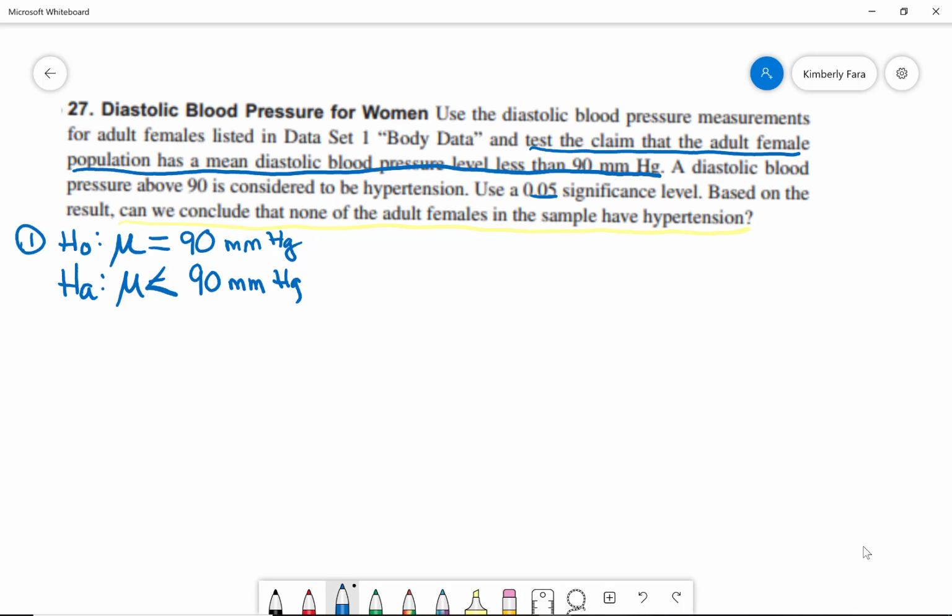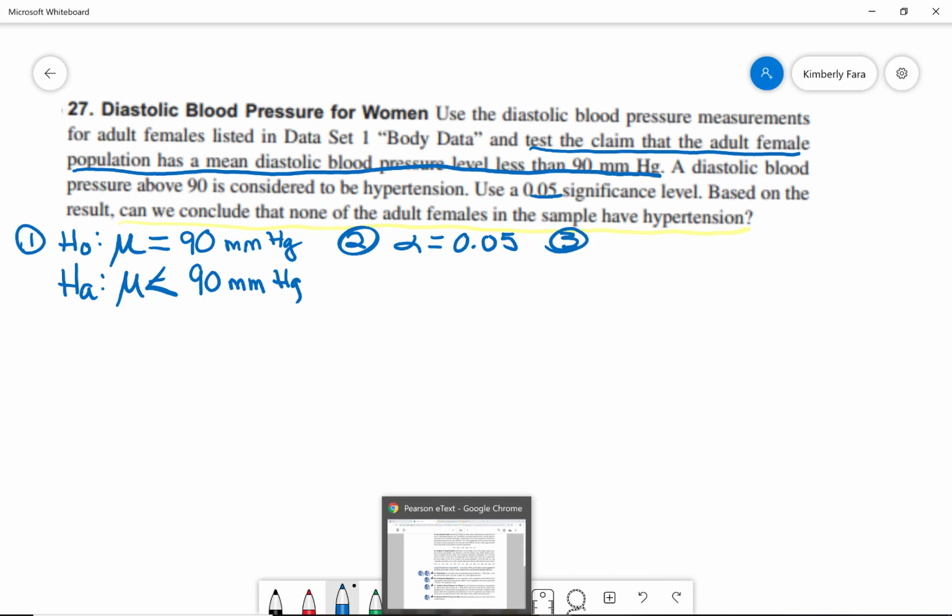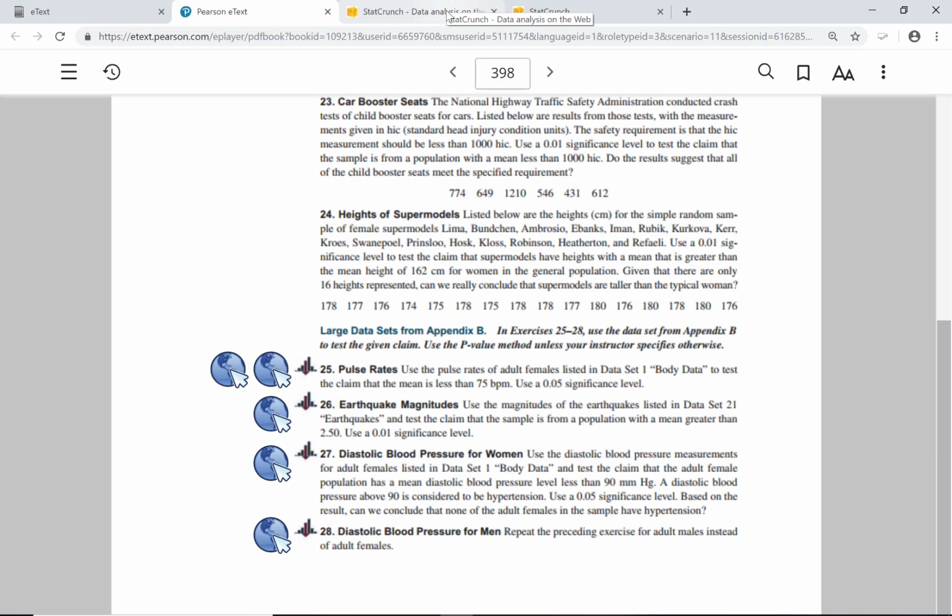It says use a 0.05 significance, so alpha equals 0.05. And then step 3 is where I would summarize the data. I'll show you what I mean by that. It's nothing unusual. Let's go to StatCrunch.